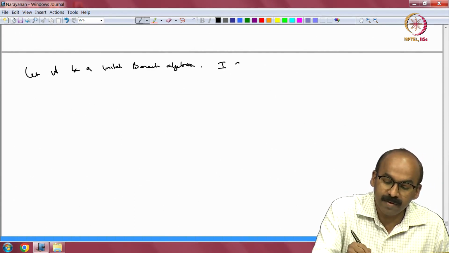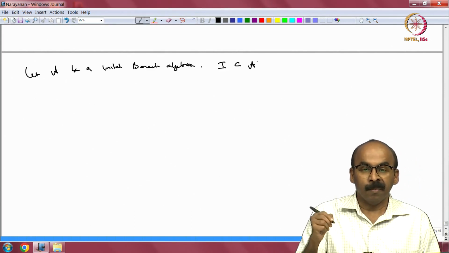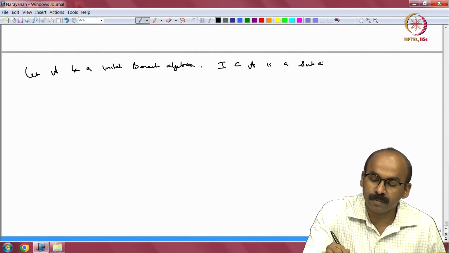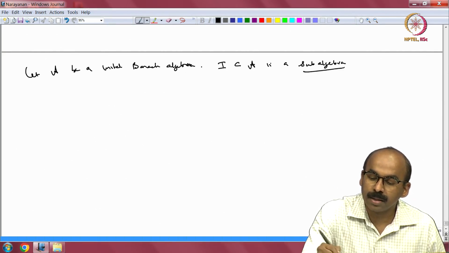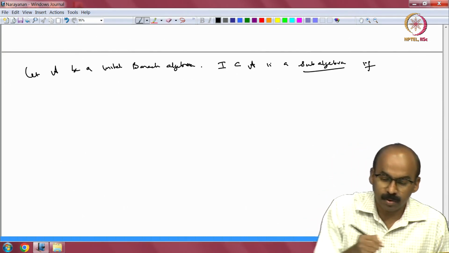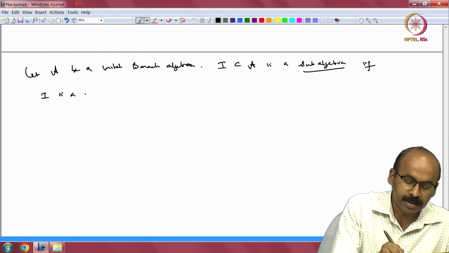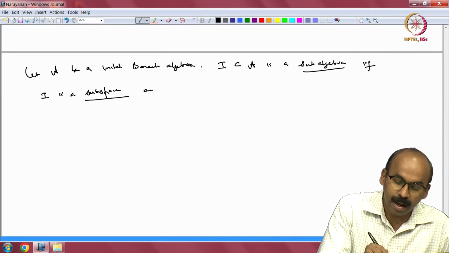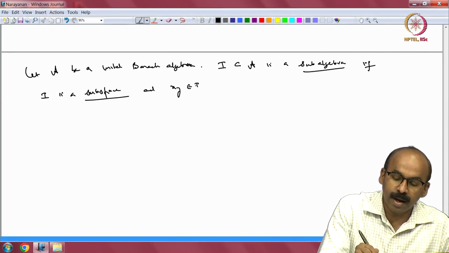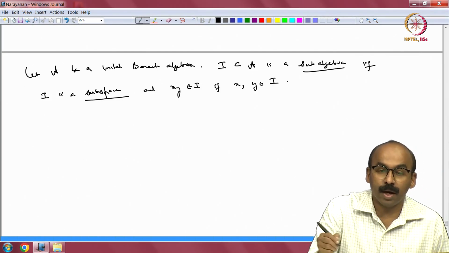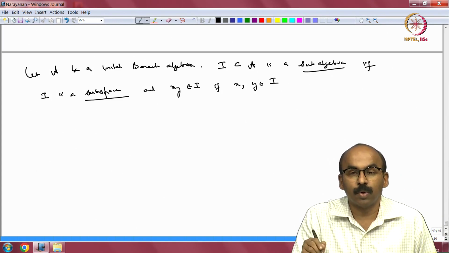So, these are going to be easy definitions. I contained in A is a subalgebra if it is a subspace and it is an algebra, right. So, I is a subspace of A, and xy will be in I if x and y both are in I. So, I is closed under multiplication. That is what you mean by a subalgebra.